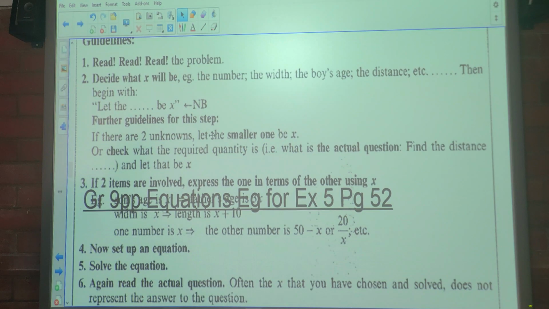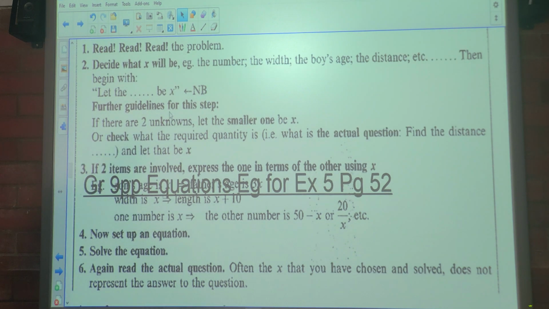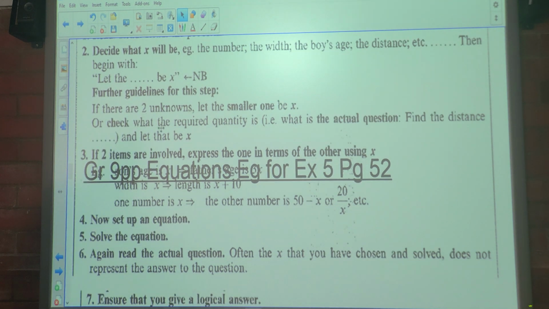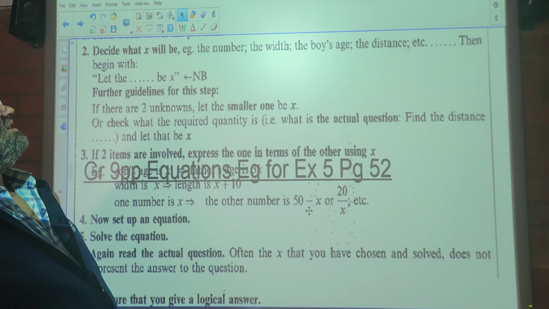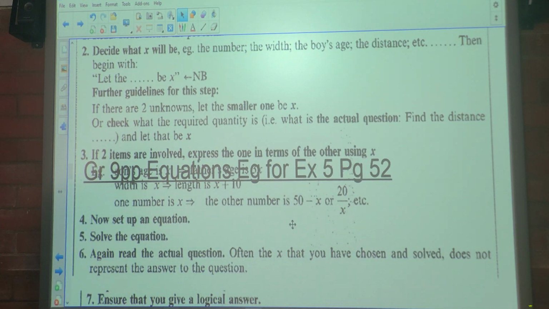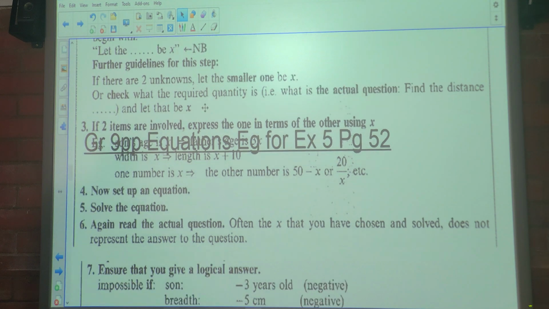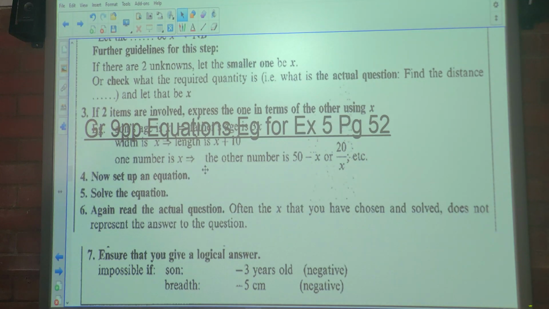So the guidelines: read the problem. I think that is the problem, reading. But okay, read the sum. Decide what x will be. Example: the number, the width, the boy's age, the distance, etc. Then begin with let the width or the number or the boy's age, whatever it be, x. It is important to note further guidelines for the steps.